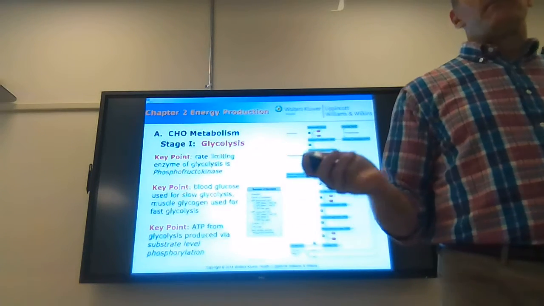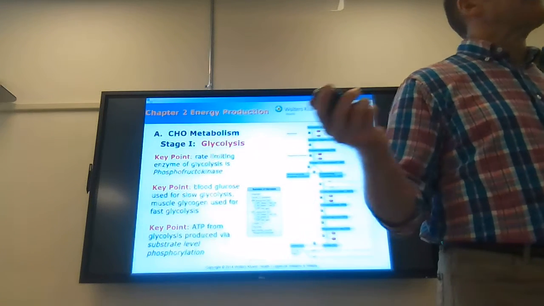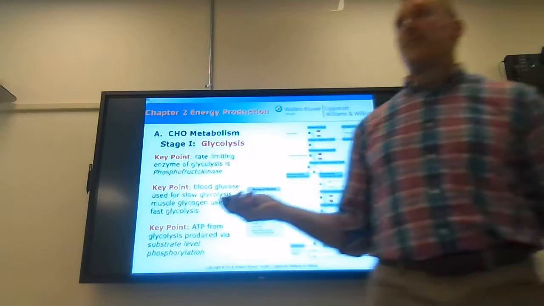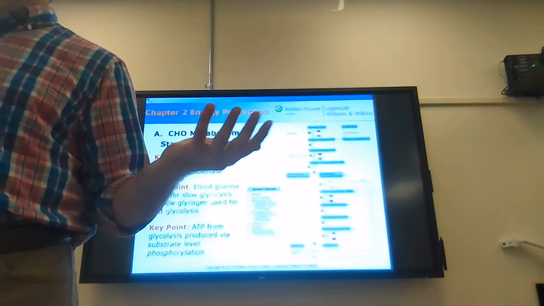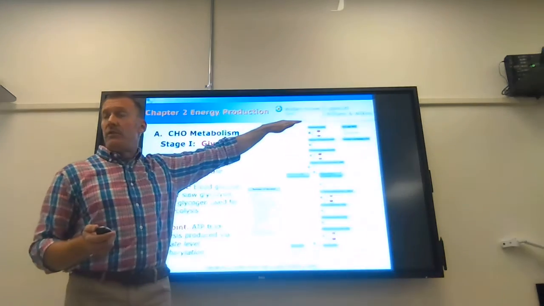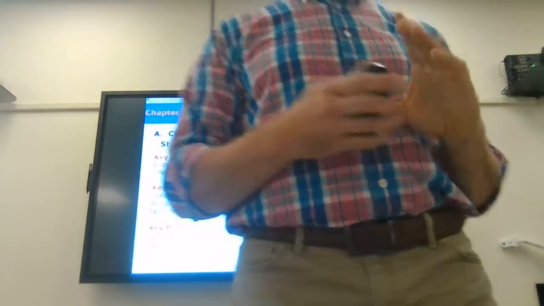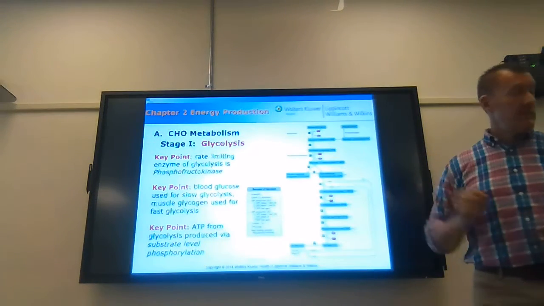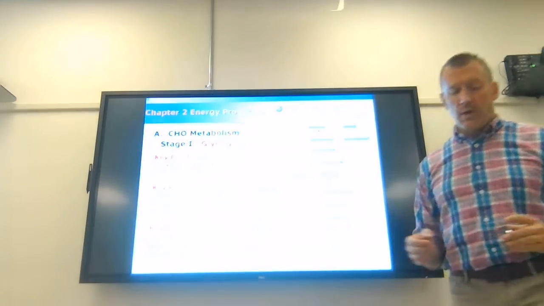Well, the first question is, do we have sufficient oxygen? If we have sufficient oxygen, is it going to be slow or fast glycolysis? If we have sufficient oxygen, it's going to be slow glycolysis, and we're going to get the glucose from the blood. If we don't have sufficient oxygen, it's going to be fast glycolysis, and we're going to get the glucose from intramuscular glycogen. So fast glycolysis is what we traditionally think of as the glycolytic pathway.